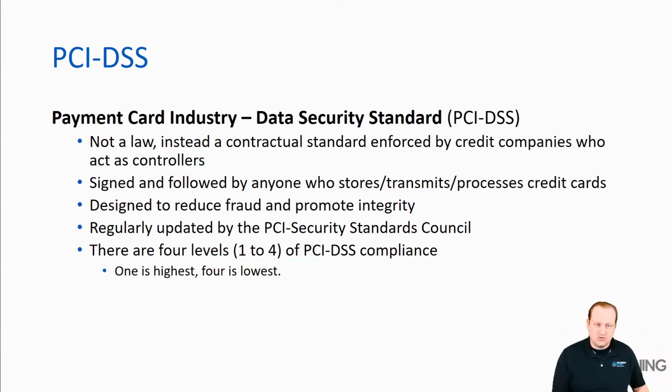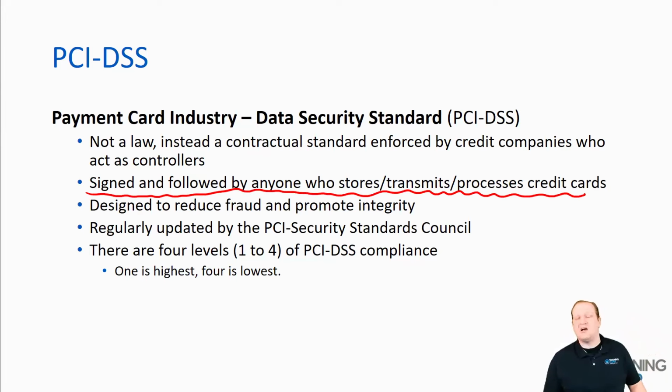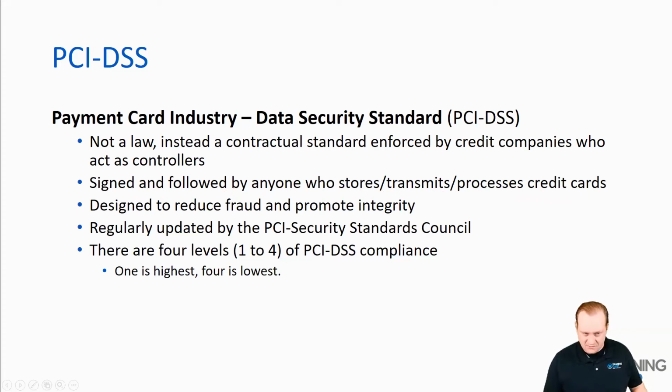Well, those controllers, Visa, MasterCard, etc., decided that anybody who's going to store credit card information, anybody who's going to be able to transmit credit card information, anyone who's going to be able to process credit card information, like PayPal and Venmo, we're going to call data processors. And a data processor would have to sign and follow this contract before they were allowed to store, transmit, and process credit card information. Of course, the goal here, since it's the financial sector, is to reduce fraud and promote integrity.